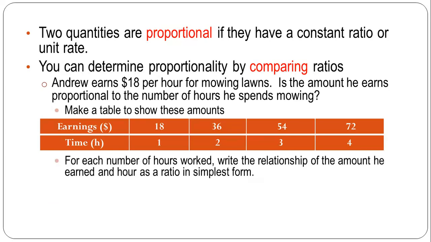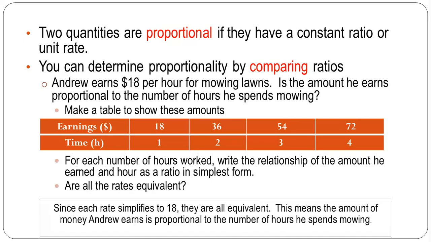For each number of hours worked, write the relationship of the amount he earned and hours as a ratio in simplest form. So, are all the rates equivalent? Since each rate simplifies to 18, they are all equivalent. Kahit na meron tayong multiplying factor, nadodoble siya, pero equivalent pa rin naman siya. This means the amount of money Andrew earns is proportional to the number of hours he spent mowing.